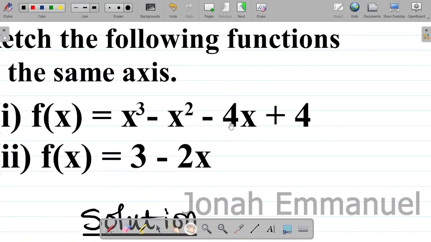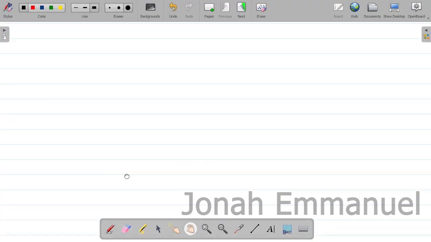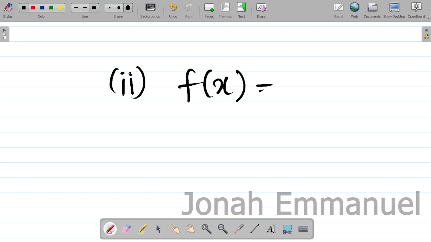I've done the first function. I'm done with it. Let's get to the second function. That's II. II says f of x equals 3 minus 2x.